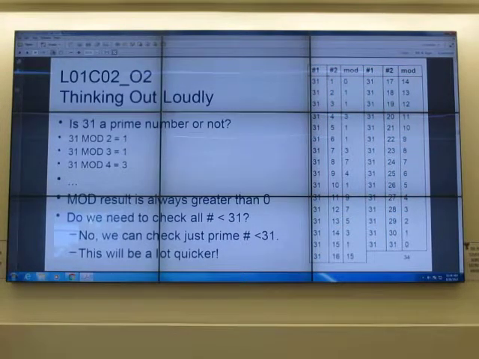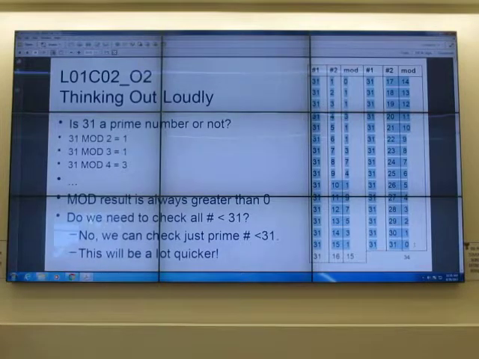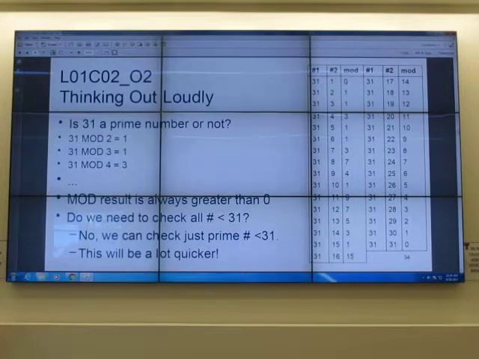31 mod 1, and the second number goes from 2 to 31. So 31 mod 1 is 0, 31 mod 2 is 1, 31 mod 3, 31 mod 4, mod 5, mod 6, until 31 mod 31. Look at this. You never see the result equal to 0, except 31 mod 1 and 31 mod 31. Am I right? Yeah, 31 is a prime number. So when 31 mod something else, it always has a remainder.